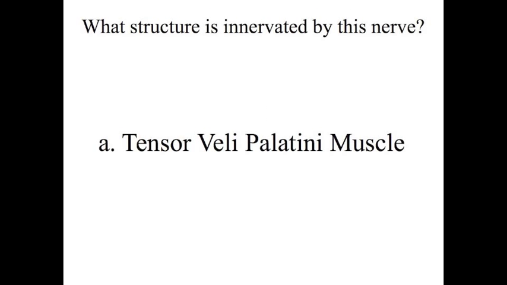If you need help remembering the branches of the otic ganglion, think that the otic ganglion makes Timpi tense. I don't know if you've ever met anyone named Timpi, but I know someone named Timpi, and the otic ganglion makes Timpi tense. Makes for medial pterygoid, Timpi for the tensor tympani nerve, and tense for the tensor veli palatini nerve.